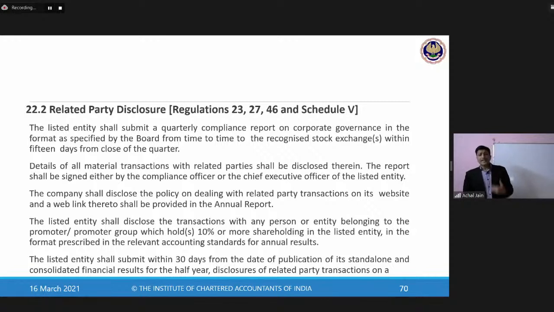So the main aspect in relation to the related party disclosures is always about ensuring, first of all, that all the related parties have been identified. Because once that is done, the second part is generally considered to be easier. All right. Moving on to the next requirement.